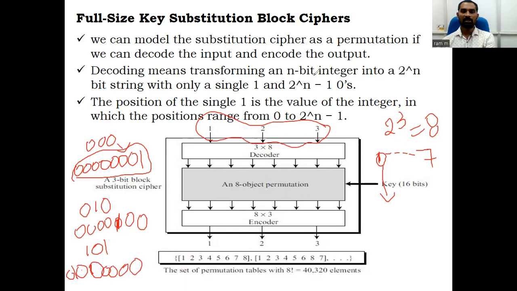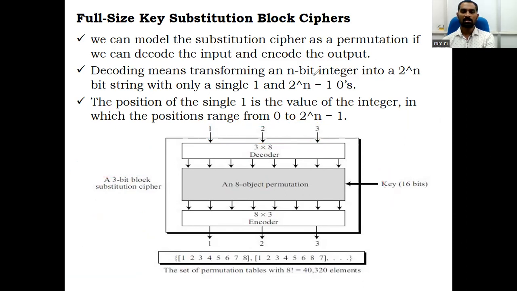Now, if you observe here in the substitution cipher, how many permutations are possible for the key size? 2 power n factorial permutations are possible. So if 2 power n factorial permutations are possible, the size of the key should be log base 2, 2 power n factorial. Here also we will take the upper bound.